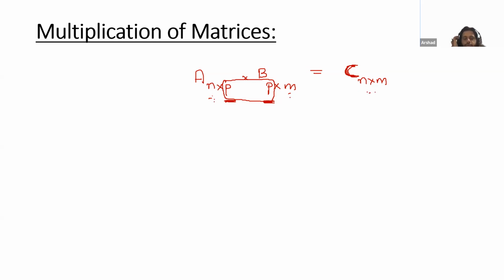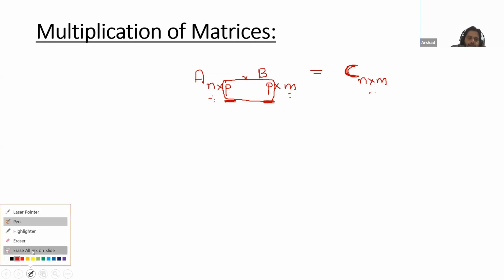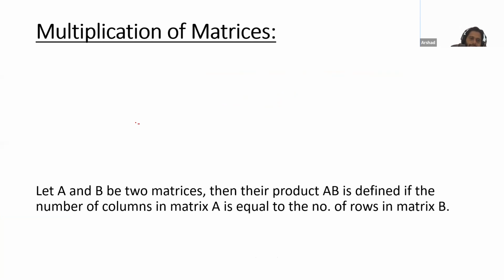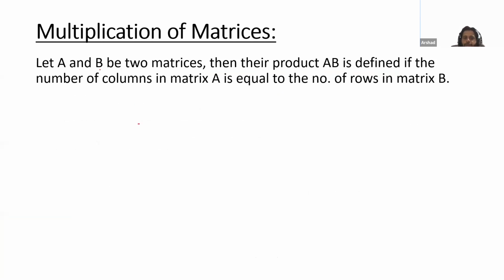Okay, so Fahad and Rifat, this is clear. In what condition can we multiply two matrices? When the number of columns of the first matrix is equal to the number of rows of the second matrix. Now the same thing is written in formal language, so please note down this. Let A and B be two matrices. Then the product AB is defined.